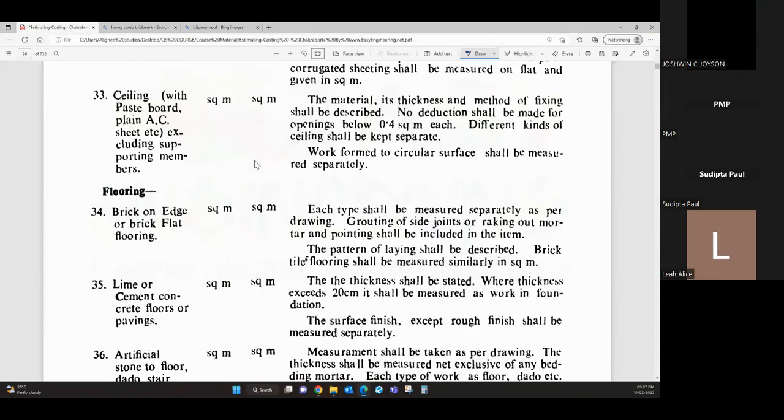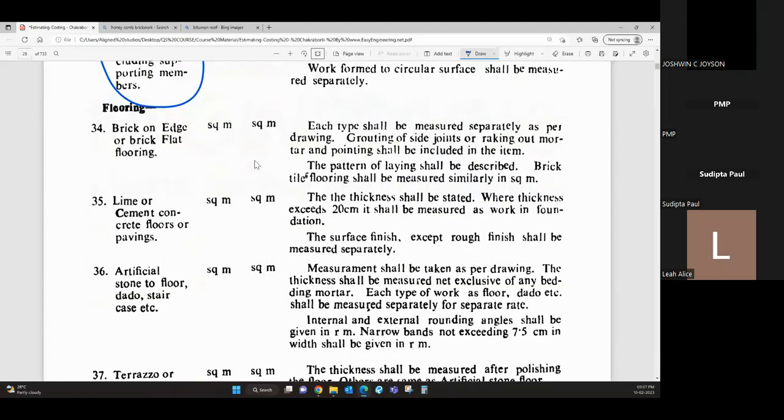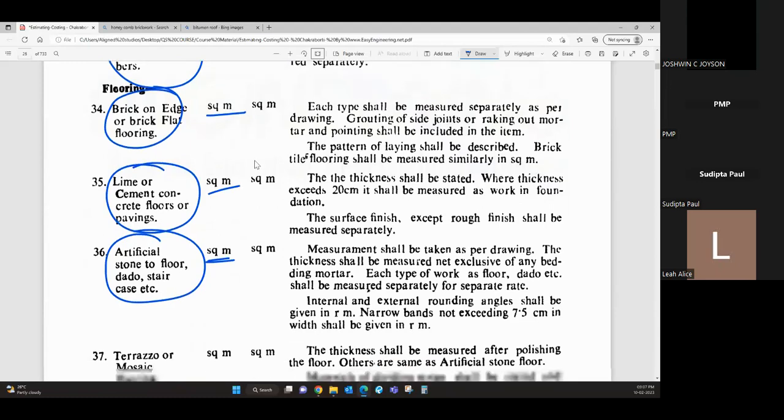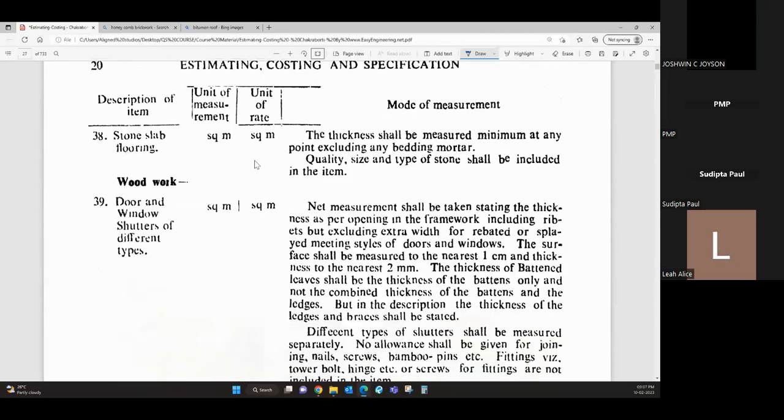Now comes this ceiling. So what is a ceiling? Ceiling is basically a false ceiling made of either plasterboard, plain AC sheets, or supplementary board. So that is also considered in square meter. Now coming on to floor. So all types of floors, either it is brick flat, square meter, lime cement, square meter, artificial stone or dado or staircase, always consider square meter. If it's a mosaic flooring, it will also be square meter. If it is a stone slab flooring, it is also going to be a square meter.